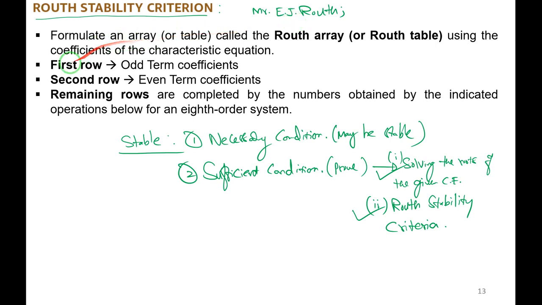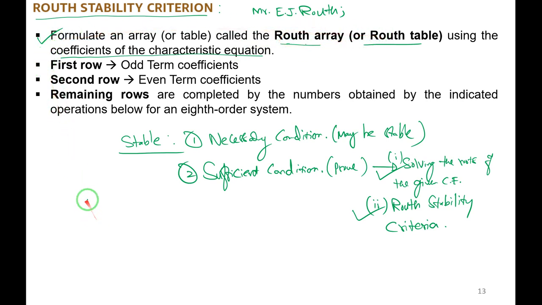Okay. First, how to do it? Step by step. Formulate an array or table called the Routh array or Routh table. First, we have to frame the Routh array. You will not understand right now, because only if I take an example and explain it will you understand, right? Just try to understand. First, we have to build the Routh array or Routh table using the coefficients of the characteristic equation. We have to make use of the coefficients of the given characteristic equation and construct the Routh array or Routh table. How to construct, I will tell you.